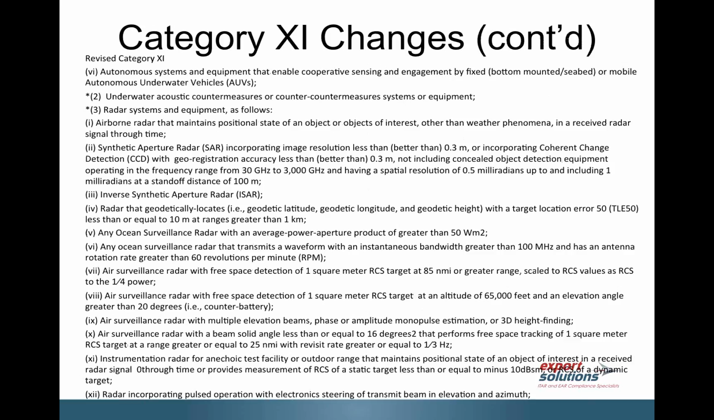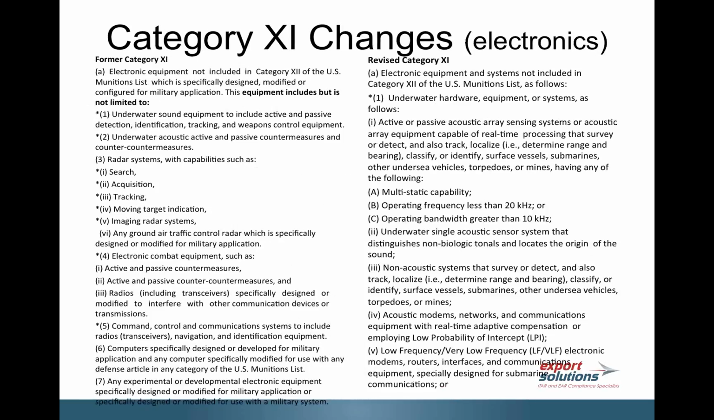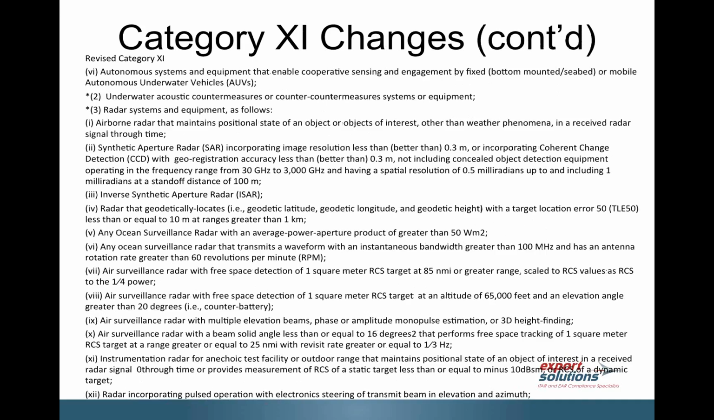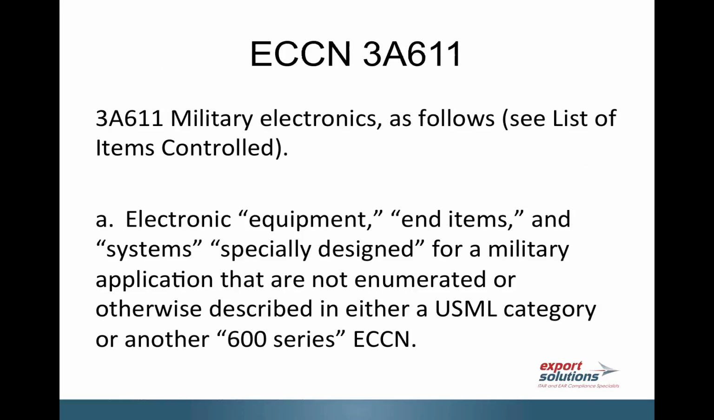And that's pretty much the way this is going across the board. Since electronics tend to be a lot more complicated than other things, that's why it's necessarily more complicated. Okay, when we're talking about electronics under ECCN 3A611, again, 600 series, it's described as electronic equipment and end items, etc., specially designed for military application that are not enumerated or otherwise described in either a USML category or another 600 series ECCN. So that's what paragraph A is there.